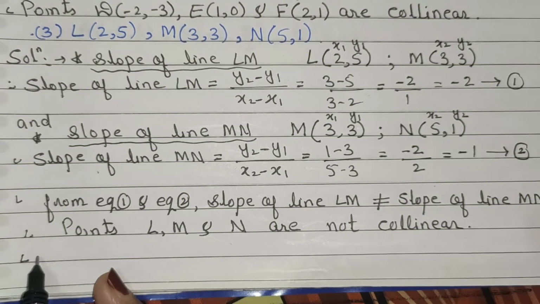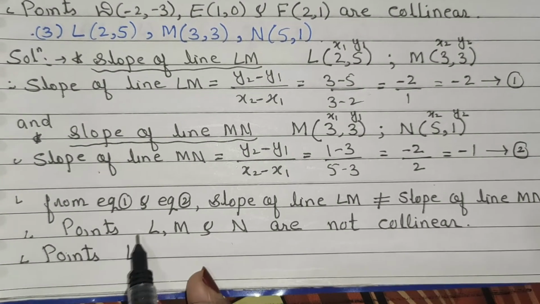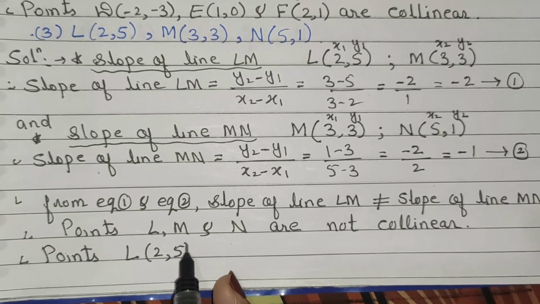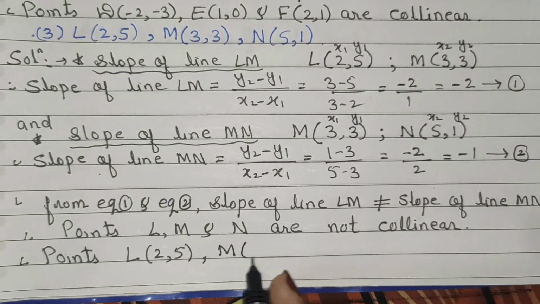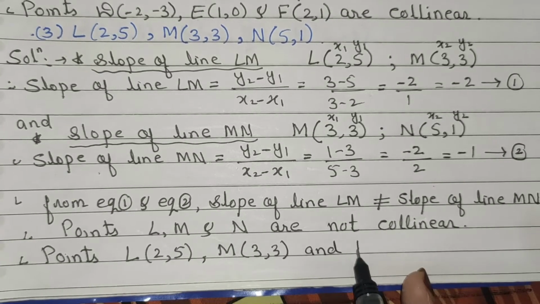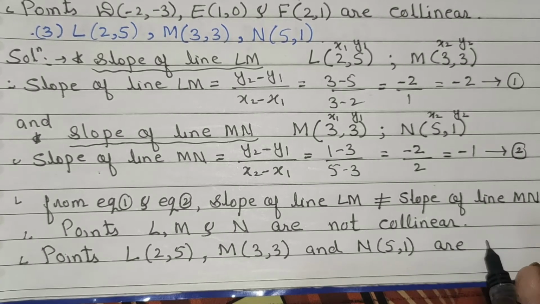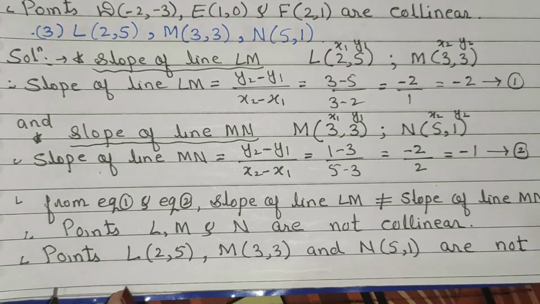Therefore write down the answer here. Therefore points L (2, 5), M (3, 3) and N means (5, 1) are not collinear.